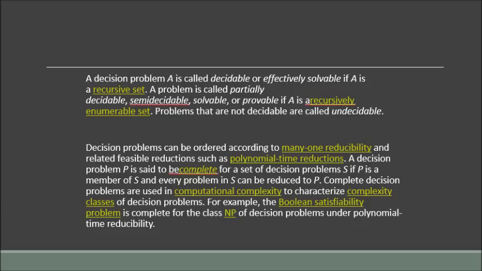Complete decision problems are used in computational complexity to characterize complexity classes of decision problems. For example, the Boolean satisfiability problem is complete for the class NP of decision problems under polynomial time reducibility.